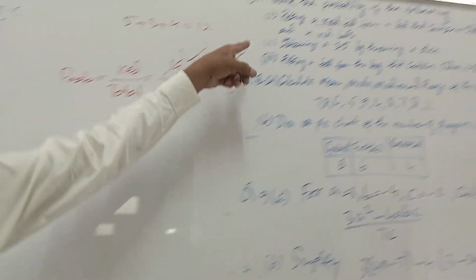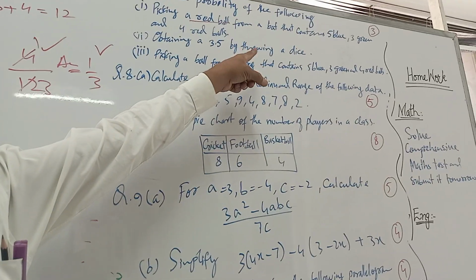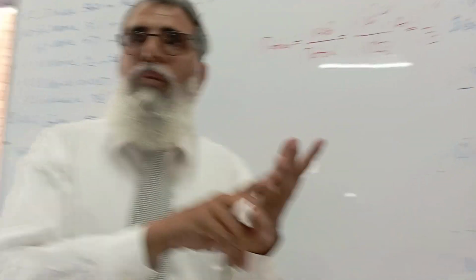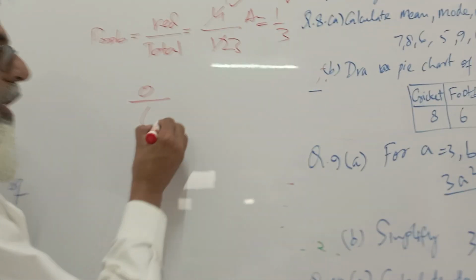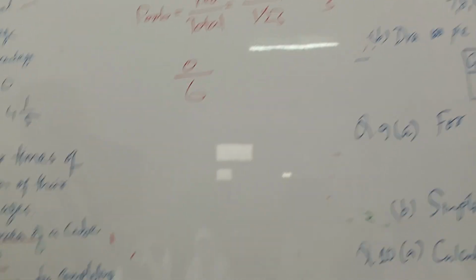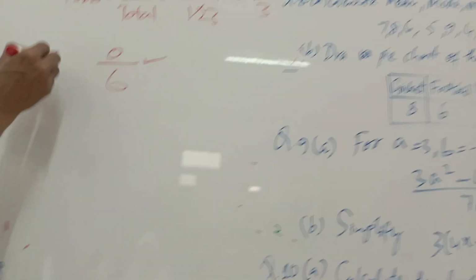Now come to the next question. It says, obtaining 3.5 by throwing a dice. We know that on the dice there is 1, 2, 3, 4, 5 or 6. There is no 3.5. So it means the probability is 0 out of 6. This is the probability of 0 out of 6. This is the second answer.